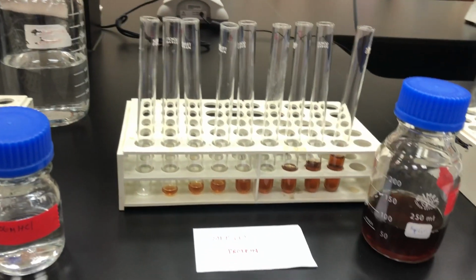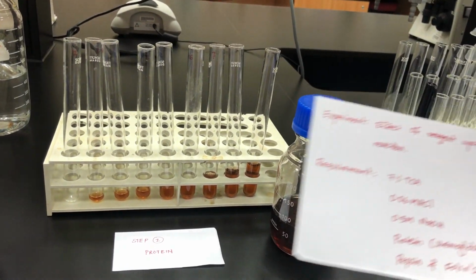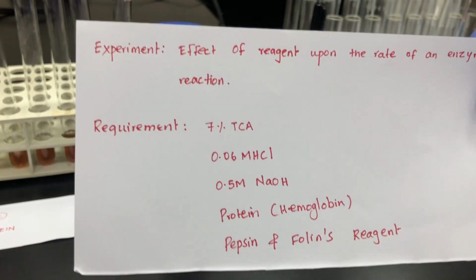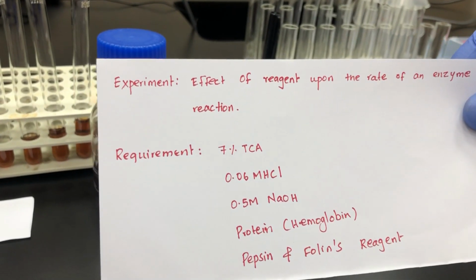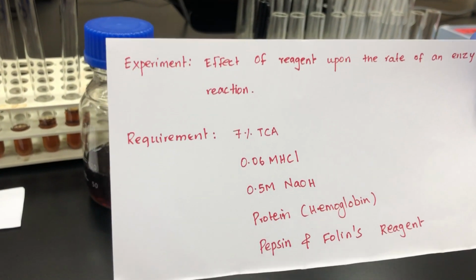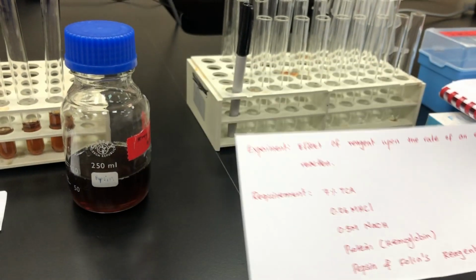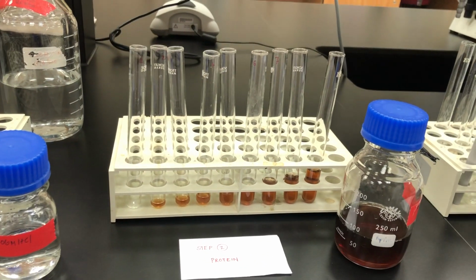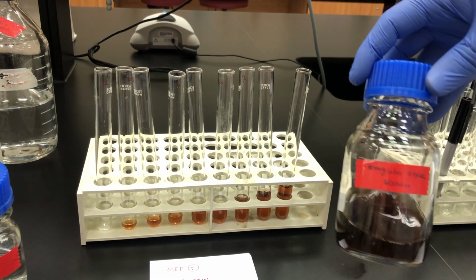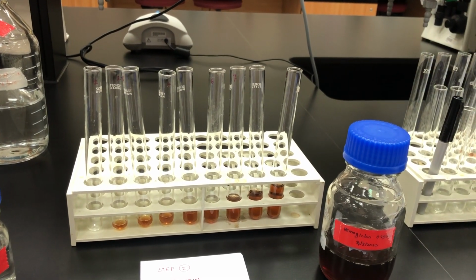These will be required for the test. We need all of these: 7% TCA, HCl, NaOH, protein, which is hemoglobin today, and the pepsin plus Folin reagents. Let us start step by step. This is step number one. We will start by adding the protein as per the table I mentioned.